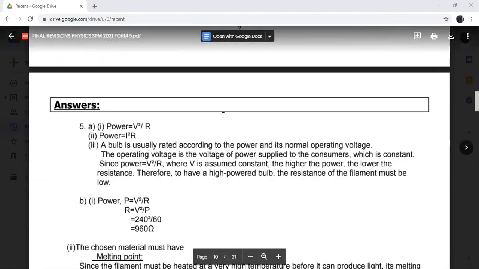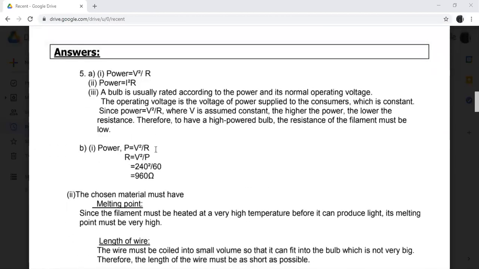Okay, let's look at the answer, B1. P equals V square over R. So R equals 240 to the power 2 over 60. So you get the answer 960 ohm. Okay, next.